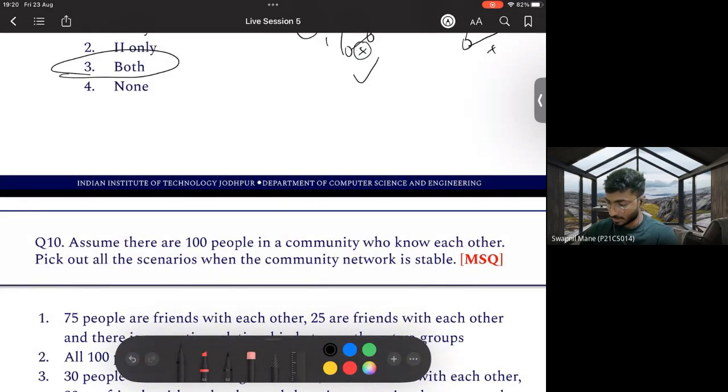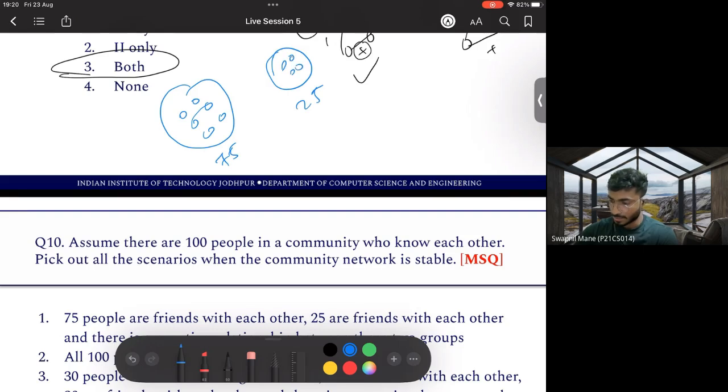So the first one. There are 75 people. Let's assume these are 75 students, and in this group there are 25 people, and in between there are positive relationships, right? It says there are two groups, and among these two groups there are negative edges. Only negative edges are between the groups, not within the group, right? So in this scenario, we have seen that the network is unbalanced, right?